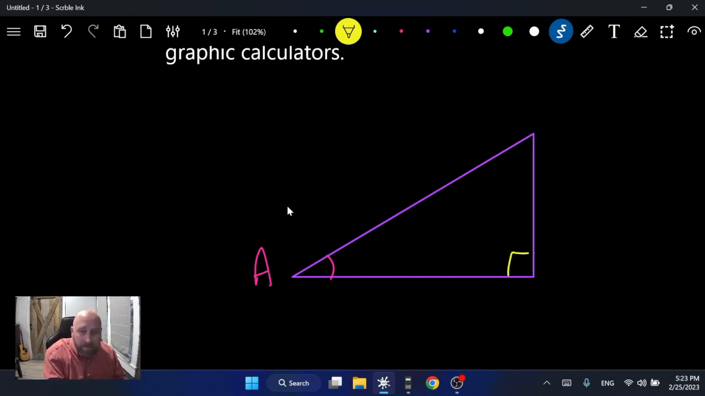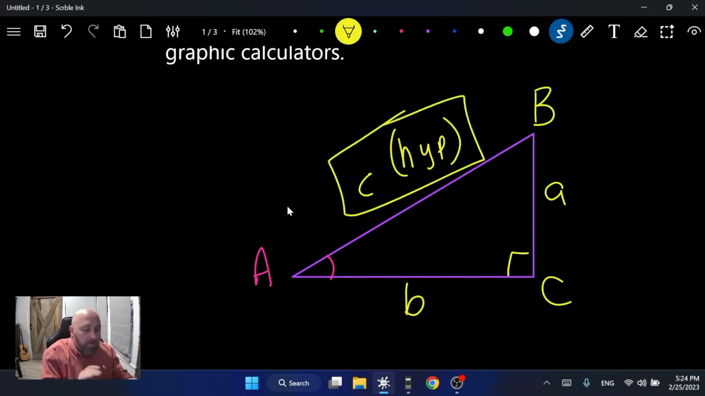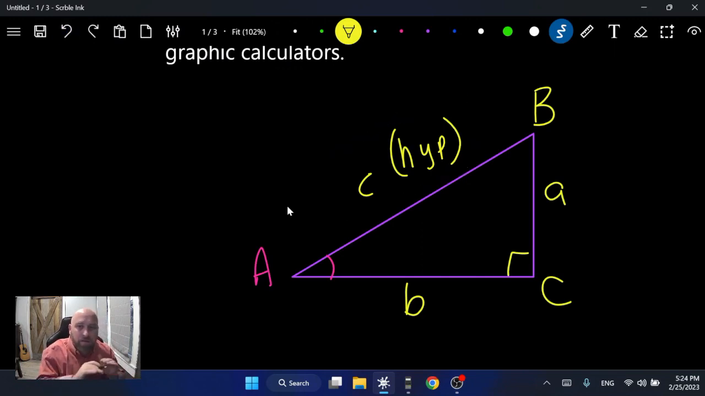This is the right angle, right? So let's call this C, and we'll call this one B up here. Now, don't forget that this one across from here, we always called it little letter A. This one over here, we always called it little letter B. And this one over here, we always called it little letter C. C was always the hypotenuse. I'm going to abbreviate that HYP. So this one is always the hypotenuse. The hypotenuse is always, always, always across from C. Super important to remember.